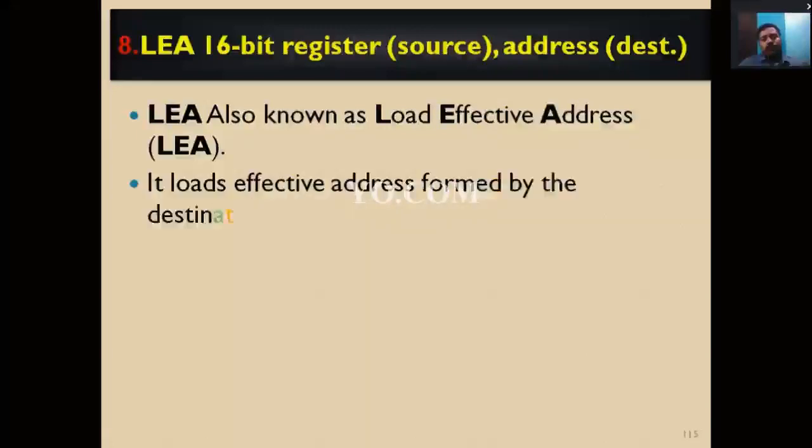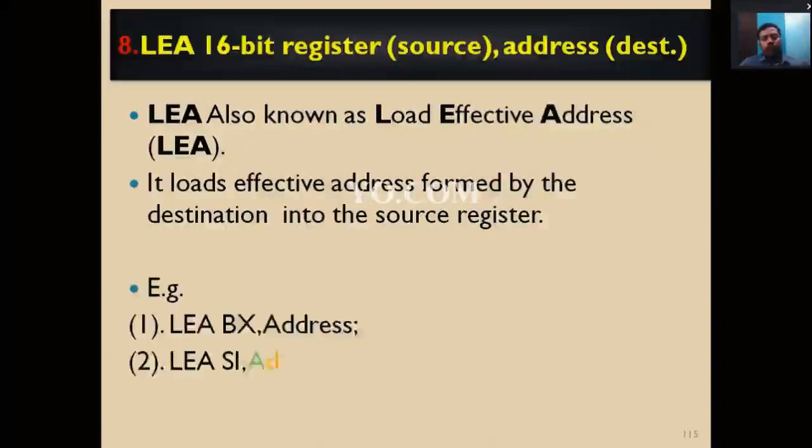Then LEA. LEA means load effective address. It loads the effective address formed by the source into the destination register. So LEA BX comma an address means the effective address is loaded to BX. Similarly, LEA SI comma address of BX: BX is a register that stores a number, that number acts as an address, and it is moved to the source index SI. These are the LEA, load effective address.